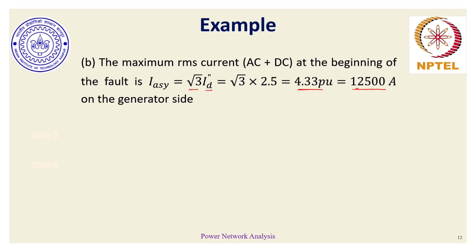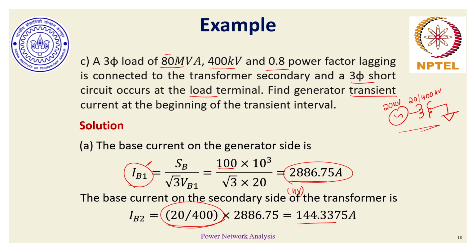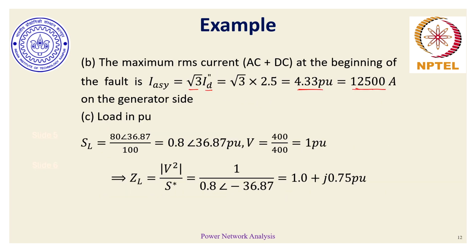So you can imagine what sort of damage this current can create if it is allowed to flow, because the normal generator is operating at a few thousand amperes, and now the current level in case of fault has gone up many fold.